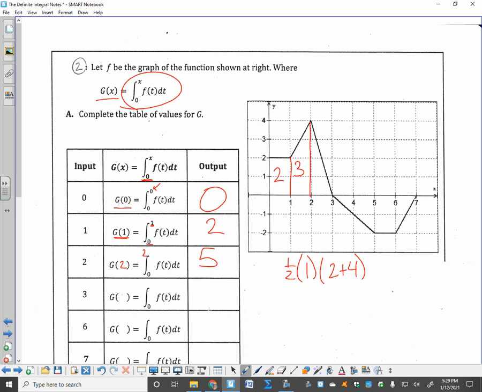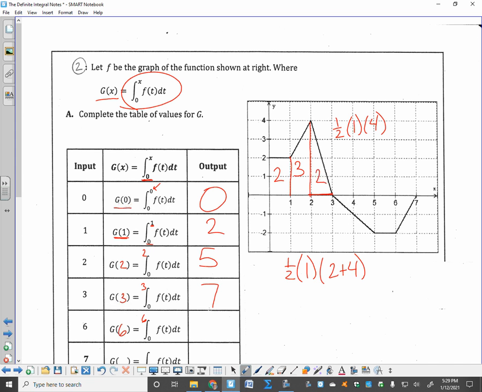And now I want 3, so I want g of 3. So I'm going from 0 to 3. This is a triangle. 1/2 base times height. He's a 2. So 4, 5, 6, 7. Now I'm headed to 6.